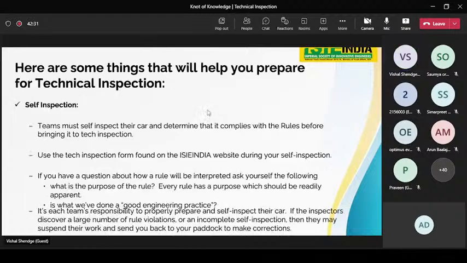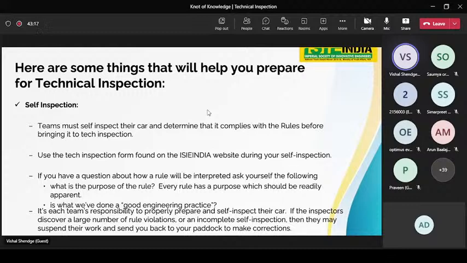Here are some things that will help you to prepare for your technical inspection. First, self-inspection. Teams must self-inspect their car and determine that it complies with the rules before bringing it into technical inspection. Use the technical inspection form found on the ISIEINDIA website during your self-inspection. If you have any question about how a rule will be interpreted, ask yourself the following. What is the purpose of this rule? Every rule has a purpose which should be readily apparent. Is what we have done a good engineering practice?